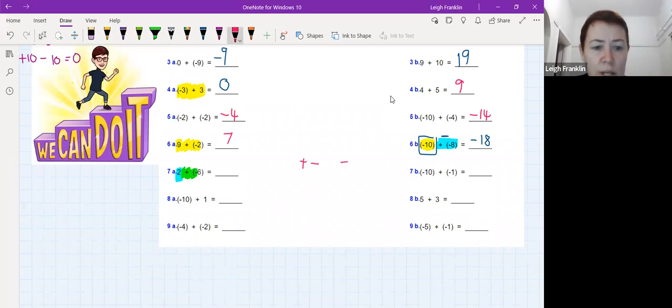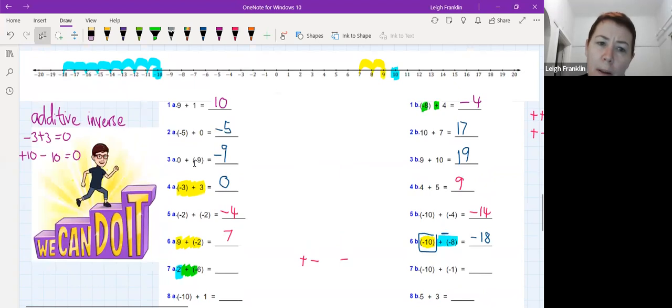The other way to look at it is which of these two numbers is the furthest from zero? Is minus 6 further from zero than 2? Have a look here. There's minus 6. Let's highlight it. Here's minus 6. Here's positive 2. Which one is further away from zero? Negative 6. Okay, so our answer has to have a negative in it.